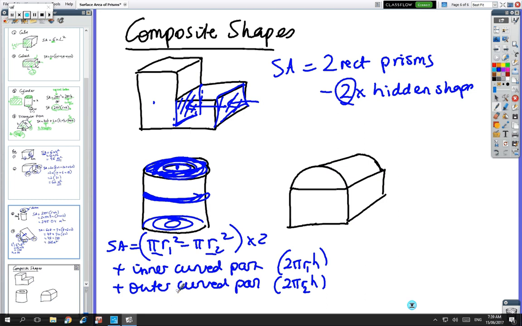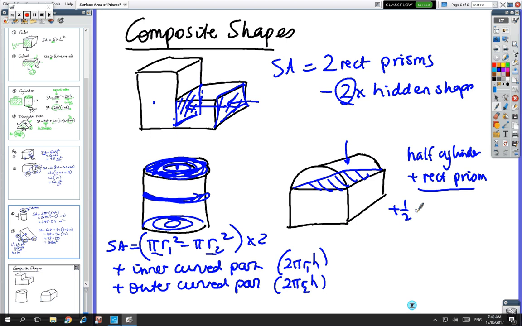So there'll be some ones in the book to practice for those ones. Here you've got a half of a cylinder, and you're adding it to a rectangular prism. But then you've got to think about what shapes are hidden. Like, for instance, that top shape on the rectangular prism you won't see, and you've only got half of a cylinder. So you just use half of the cylinder formula.